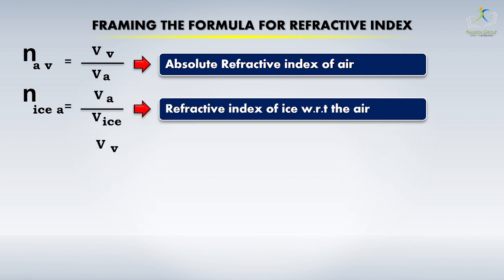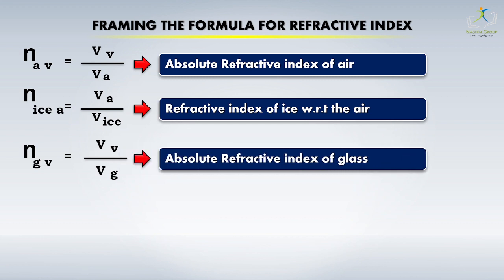Next, we can find here V, V and VG. You can write here it is the refractive index of glass. रिफ्रैक्टिव इंडेक्स ऑफ ग्लास, ग्लास का फाइंड आउट कर रहे हैं, डिवाइड बाय दिस. So it implies we are finding here the refractive index of glass with respect to vacuum, right? Or you can simply say it is the absolute refractive index of glass, right?